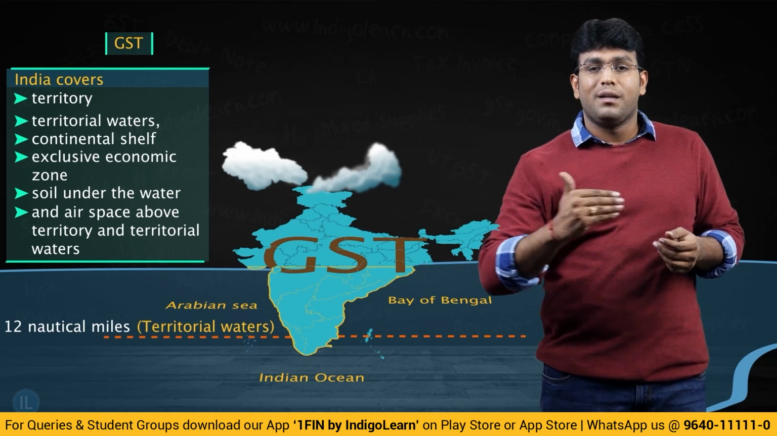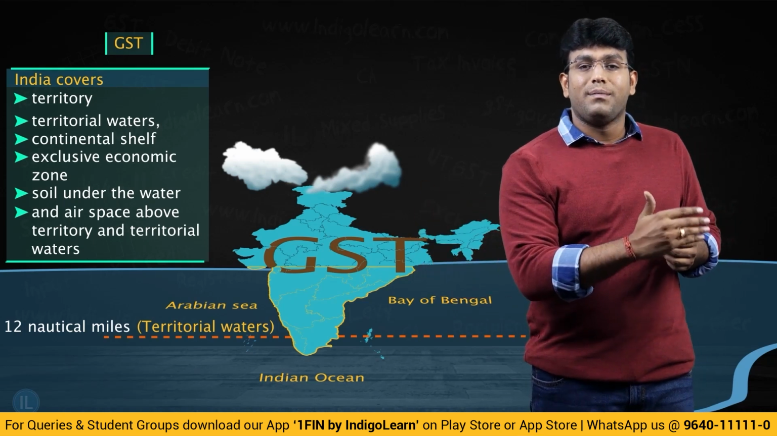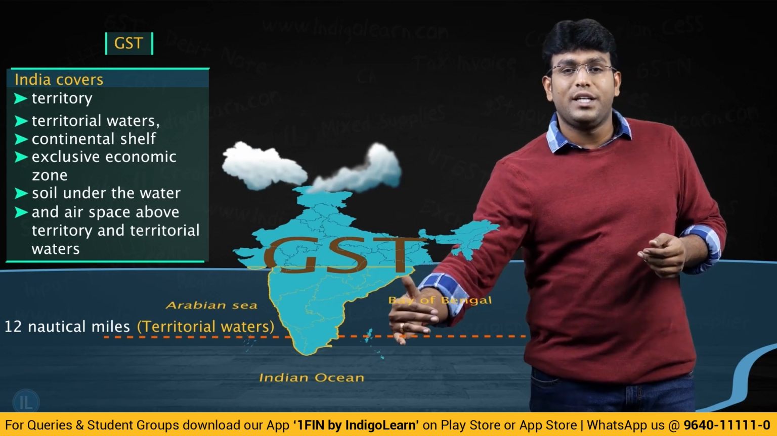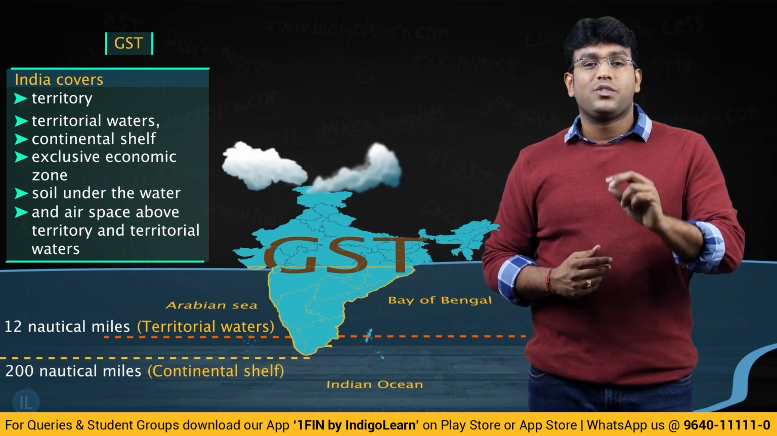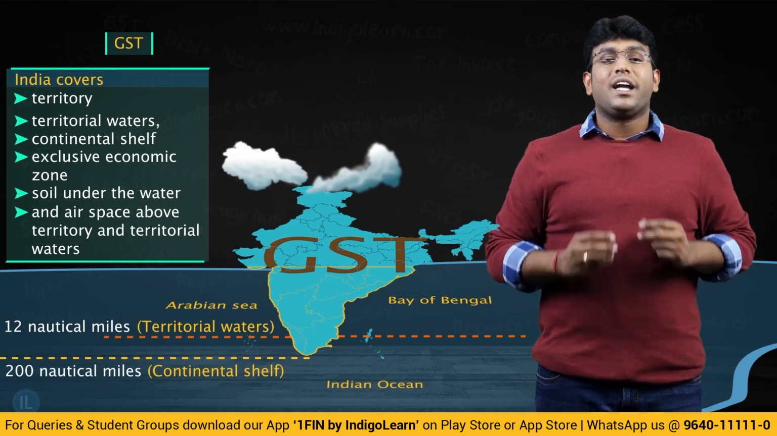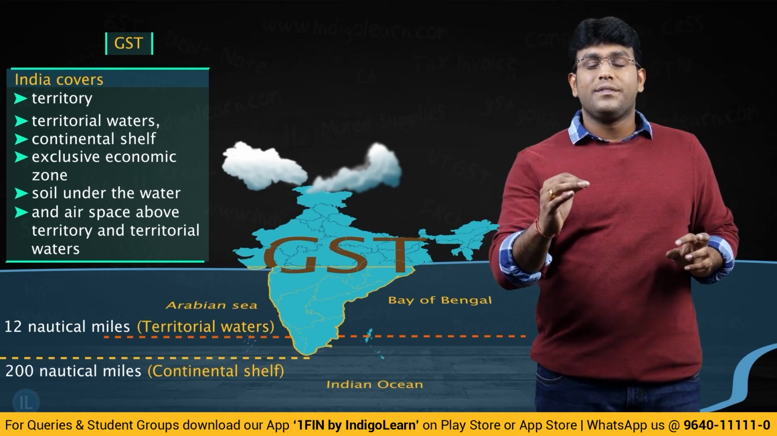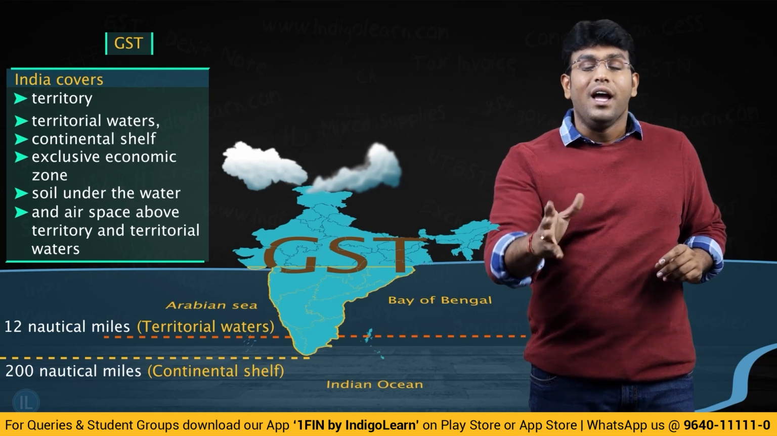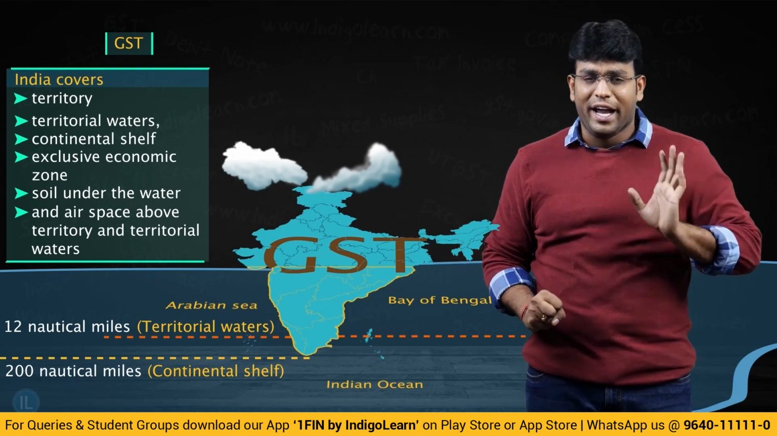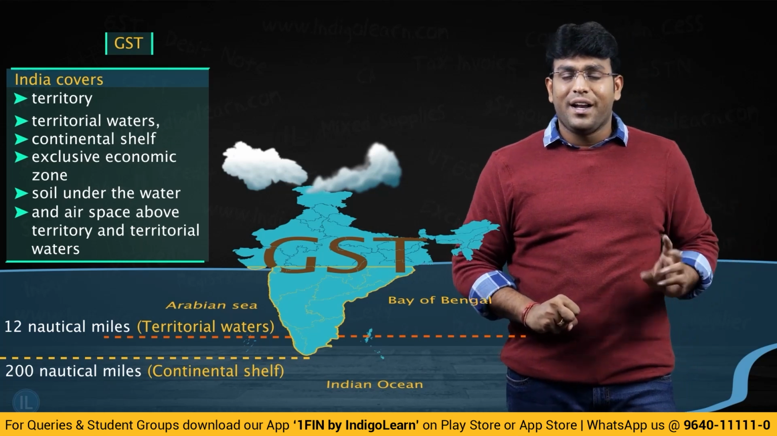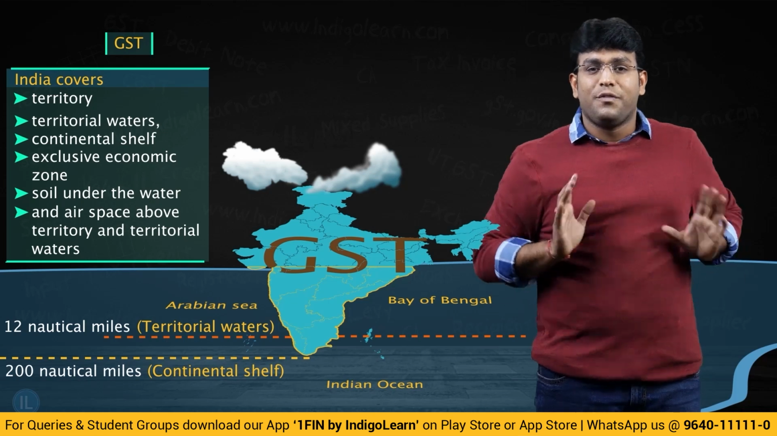Baseline to 12 nautical miles we call territorial waters. Baseline to 200 nautical miles we call the continental shelf or exclusive economic zone. It is regarded as exclusive economic zone because exclusively only one activity is covered, that is extraction of mineral oil. Correct? So now what does India cover? Territory, territorial waters, continental shelf.